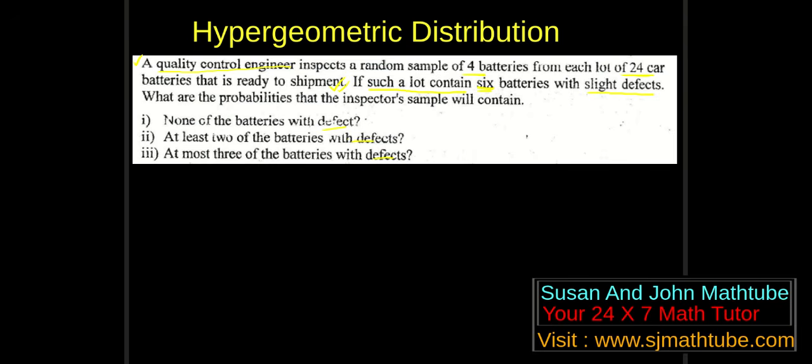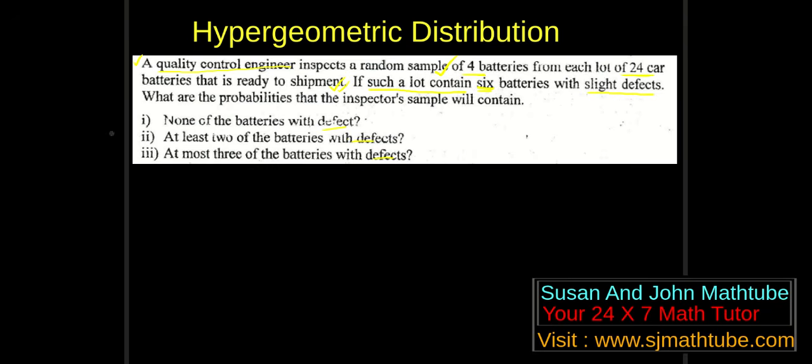The engineer selected a sample of 4 batteries. It is not written whether he is doing it independently, whether he is taking one, putting it back and shuffling it. Nothing like that is given. So we cannot apply binomial distribution here. So the perfect distribution here is hypergeometric distribution.